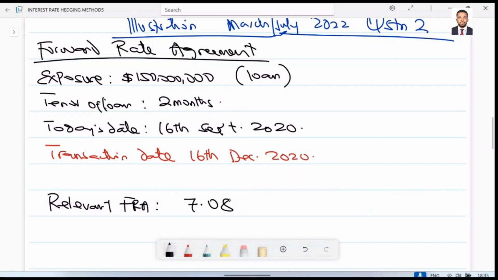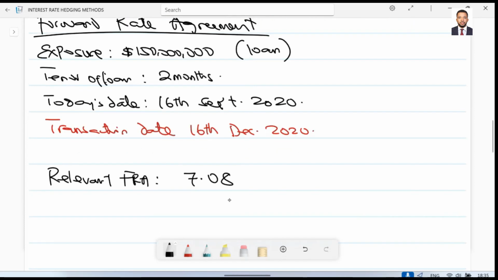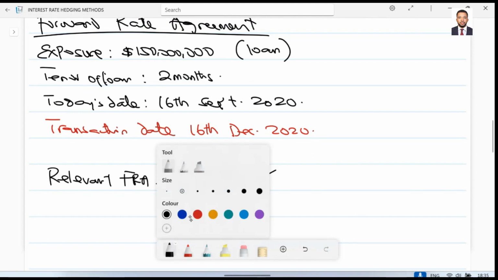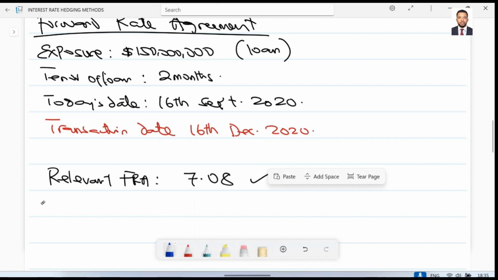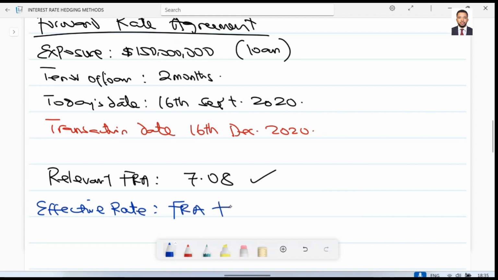7.08. There's no need again. Is that not what I need? There's no need to start writing 7 again. Okay. So the next thing is when I get this already, I don't have a problem. All I need to do is to calculate my effective rate. An effective rate is simply my FRA plus what?